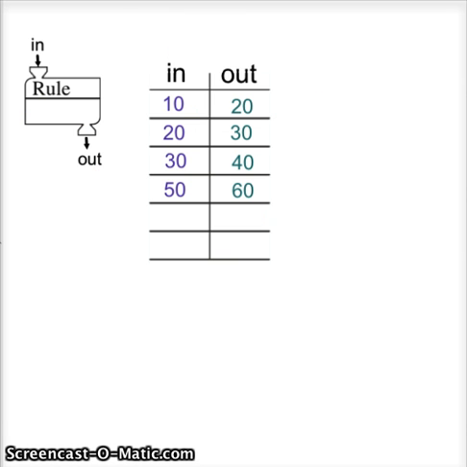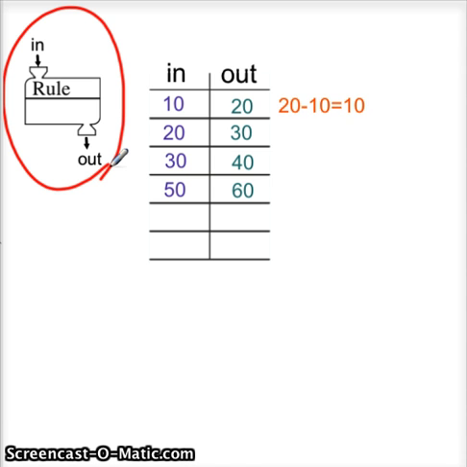In this example, you'll notice that the rule for our function machine is what's missing. We don't know the rule, but we do know what numbers went in and what came out. So for the first one, 10 went in and 20 came out. Well, let's find the difference between 10 and 20. 20 minus 10 is 10.